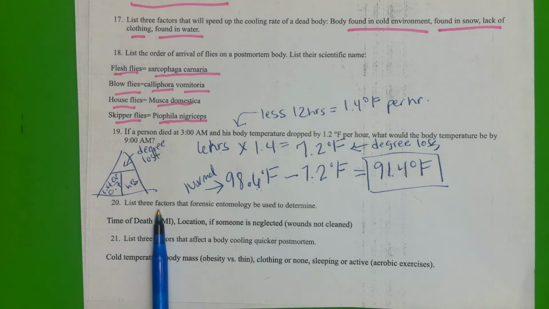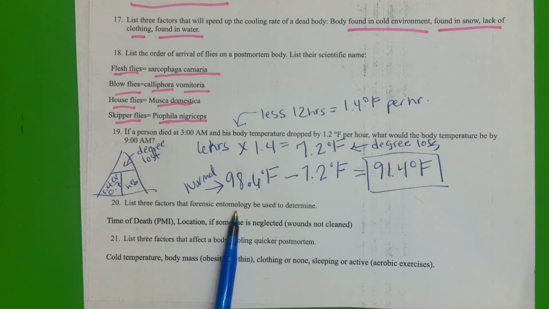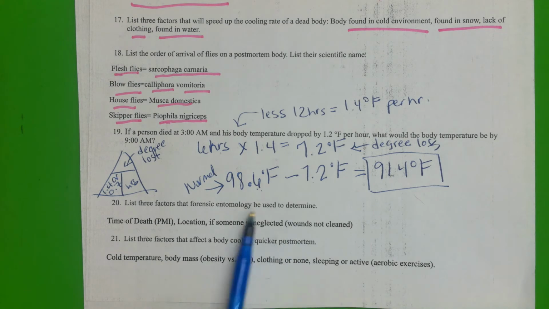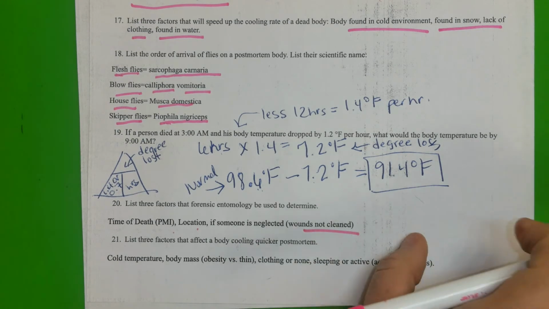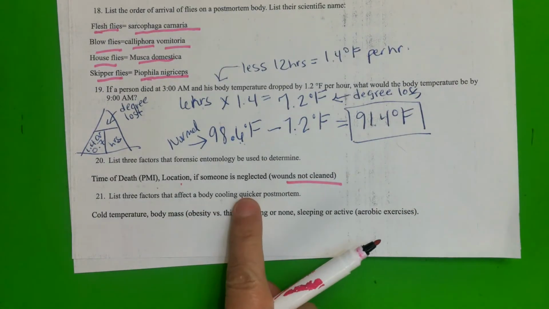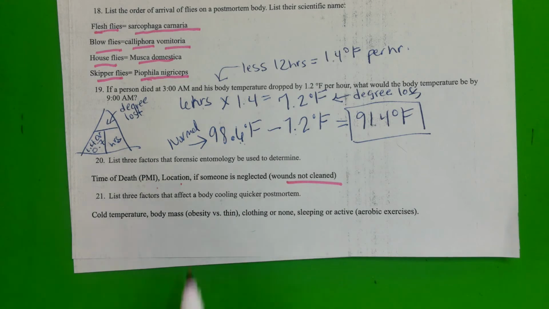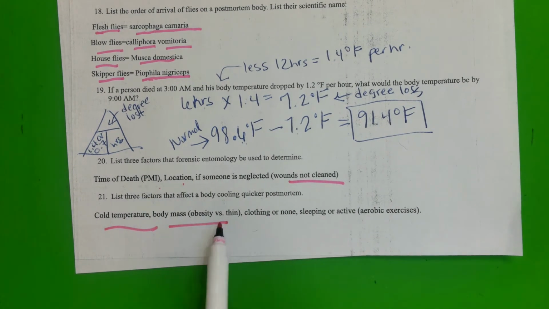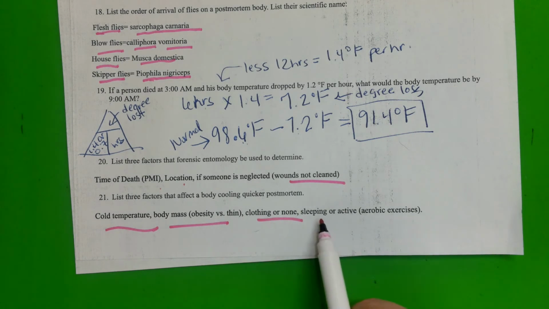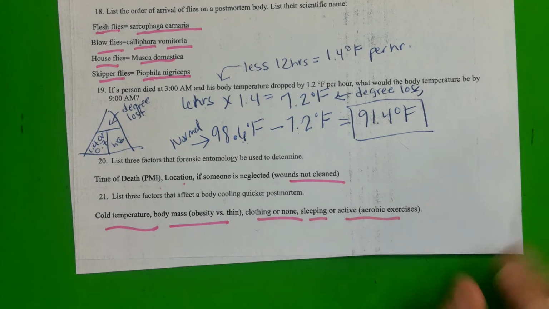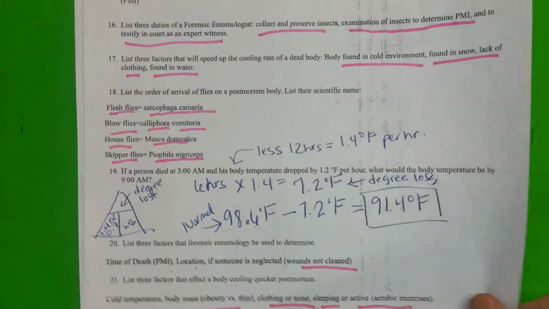Okay, so list 3 factors that forensic entomology can be used to determine. So this will be time of death, the PMI, location, and if someone is neglected, like wounds not cleaned. List 3 factors that affect body cooling quicker post-mortem. That means cold temperature, body mass, like obesity versus thin, clothing or no clothing, if they were sleeping or if they were exercising or active.